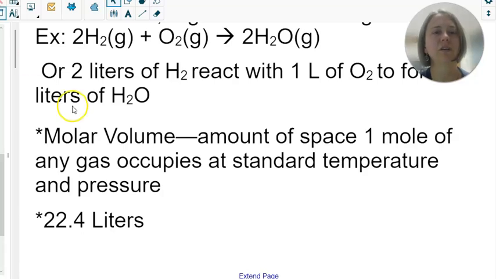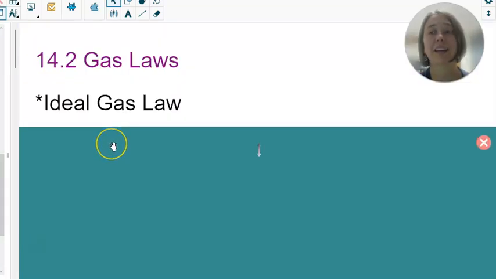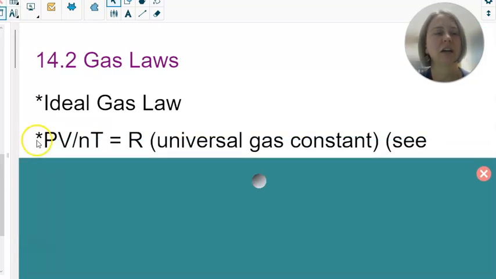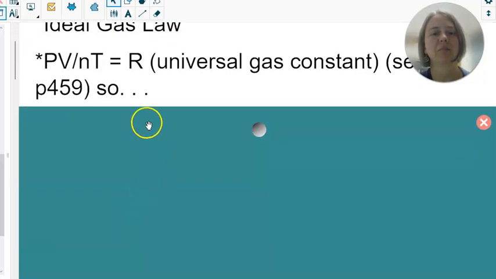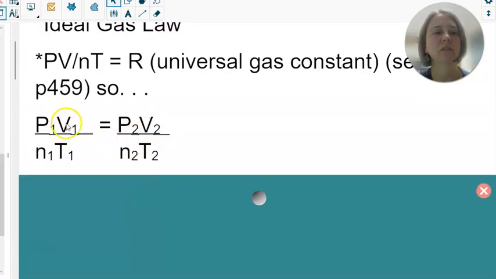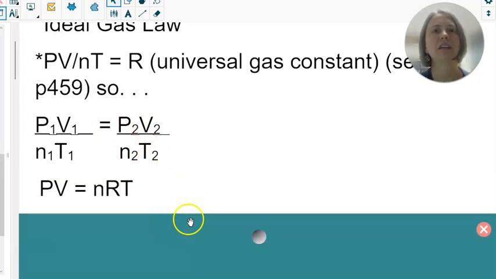When we put all of those things together, we get the ideal gas law. So we have Boyle's law, Charles's law, Avogadro's law, pressure and volume divided by the number of moles, and also divided by temperature equals R, which is a constant, and it's the universal gas constant. We put it all together. P1V1 over N1T1 is equal to P2V2 over N2T2, or PV equals nRT, where R is your gas constant.